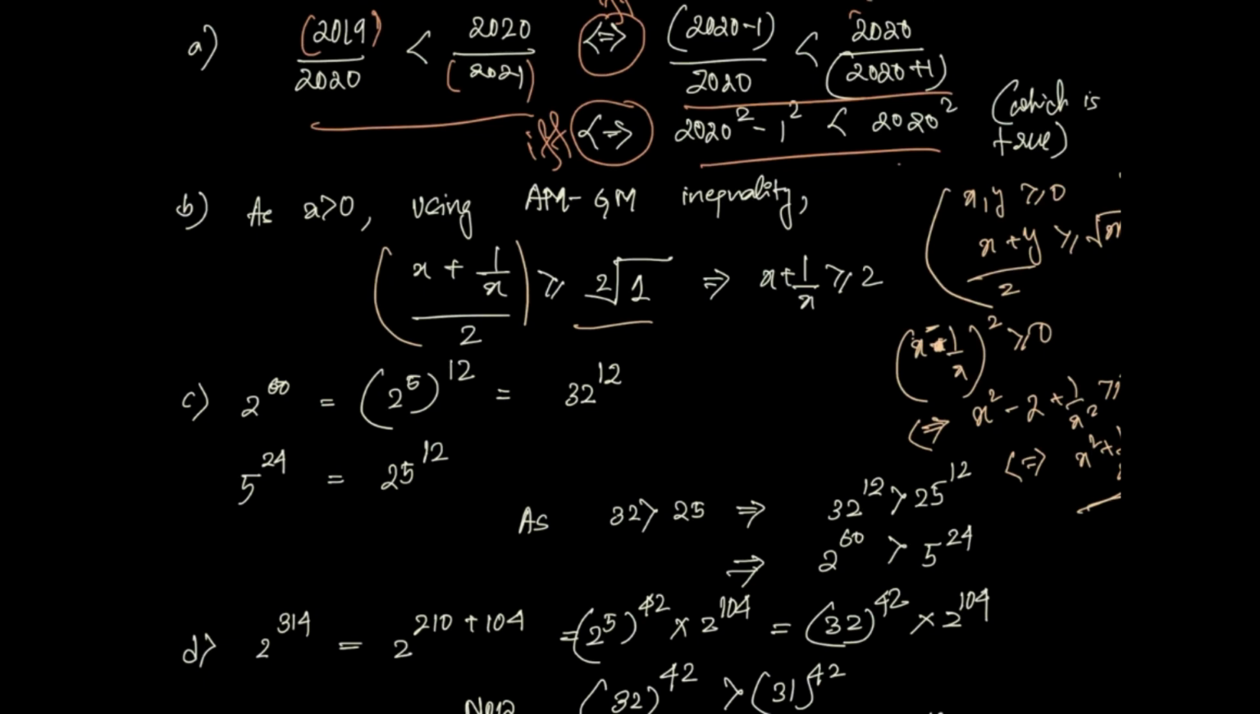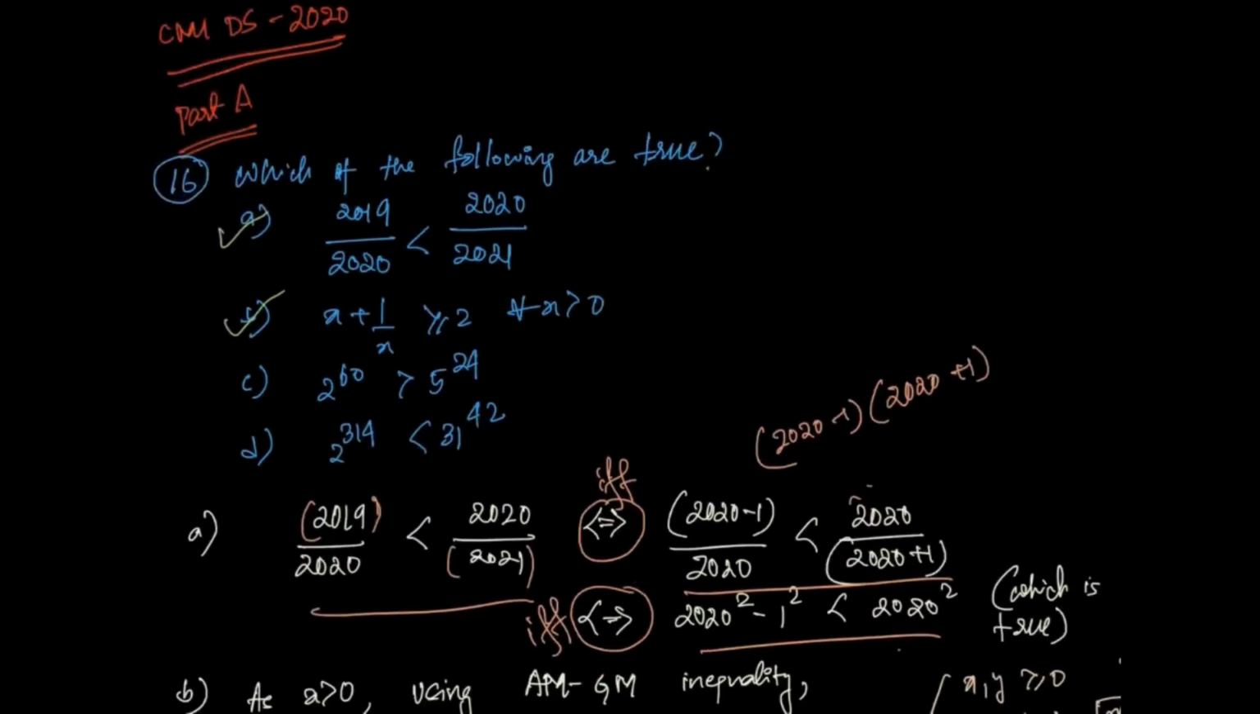So it's easier to reduce 60 and 24 to 12 rather than take 2 and 5 to somewhere, because 2 and 5 are co-prime. So you can see basically since 32 is greater than 25, both of them raised to the power 12, this inequality is preserved: 32 to the power 12 is greater than 25 to the power 12. So 2 to the power 60 is greater than 5 to the power 24. So this one holds.